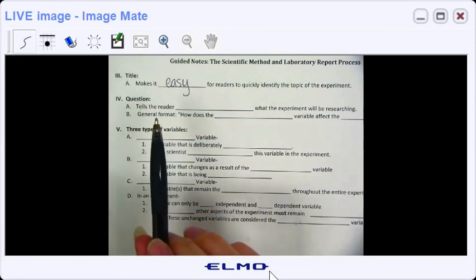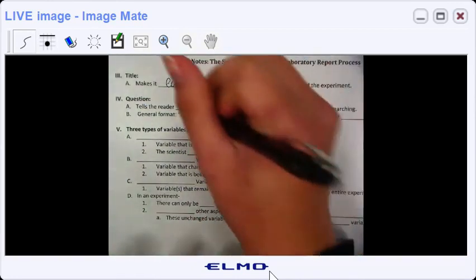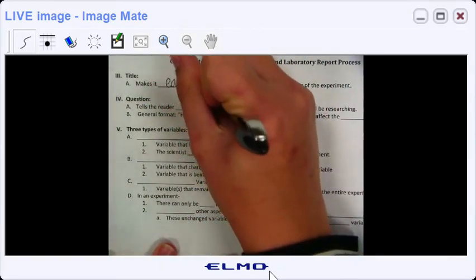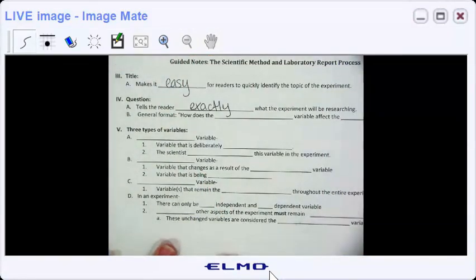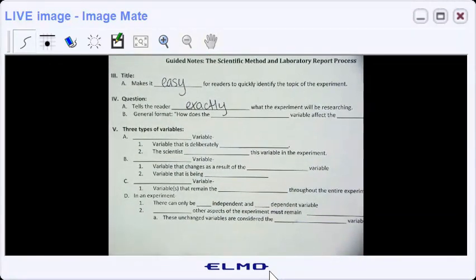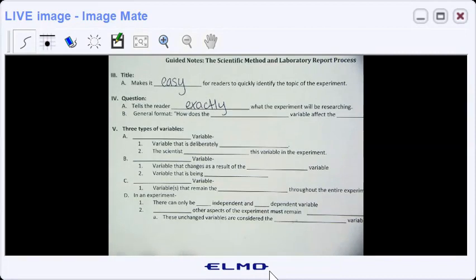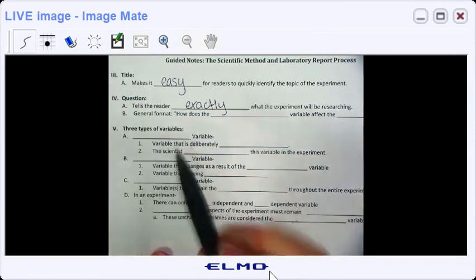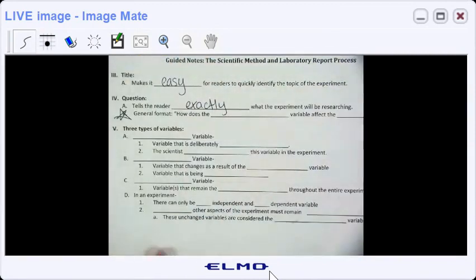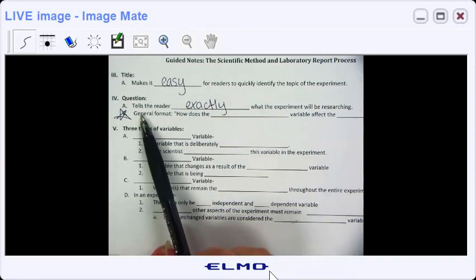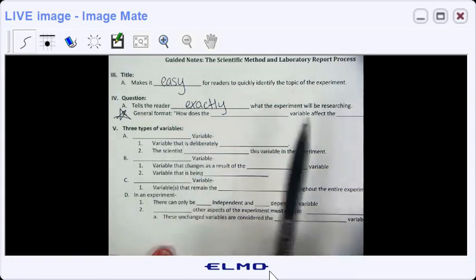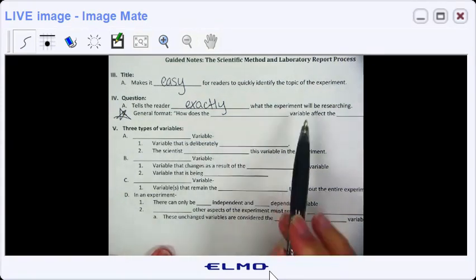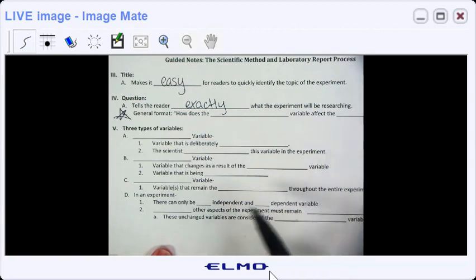A question is what tells the reader exactly what the experiment will be researching. So it tells you exactly what you're doing. It tells you what kind of things you're going to be looking at and what you're changing. There's always a general format, so this is very important. So I would either highlight it all, make it a different color, make it a different font, make it bold. Just know that this is very important. It's going to tell us about the variables. So here you see the word variable, and that's going to be our topic of most of this lesson.